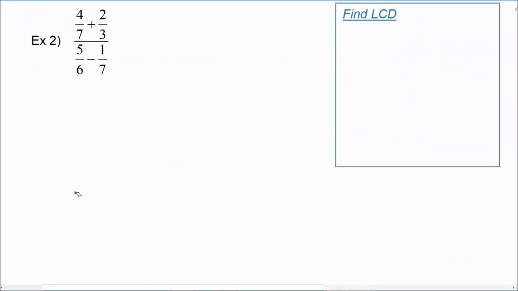In example 2, we have 4/7 plus 2/3 over 5/6 minus 1/7. So once again, we're going to want to find the LCD first. So we have denominators of 7, 3, 6, and then another 7. Now 7 and 3 are both prime. 6 we know is 2 times 3.